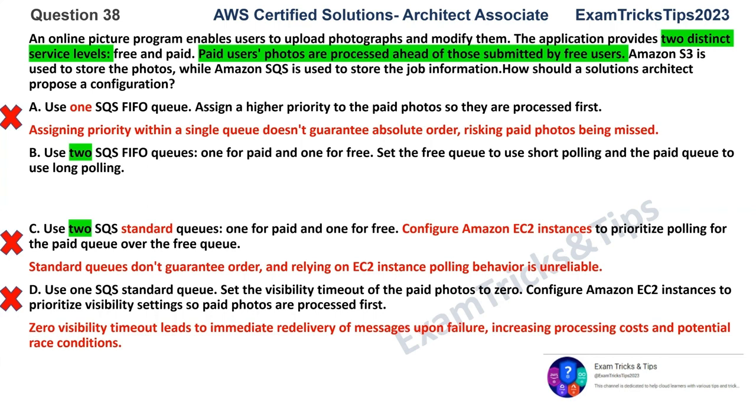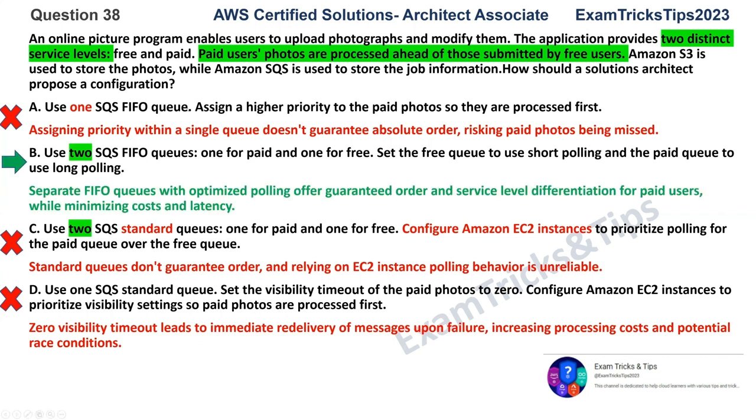and latency. So as part of the solution, we are saying, okay, let's set the free queue to use short polling and the paid queues to use long polling. And that's how you guarantee a different priority for different jobs. So this is the correct option. And that's the answer for this particular question. That's it on this question. Let's move on to the next question.